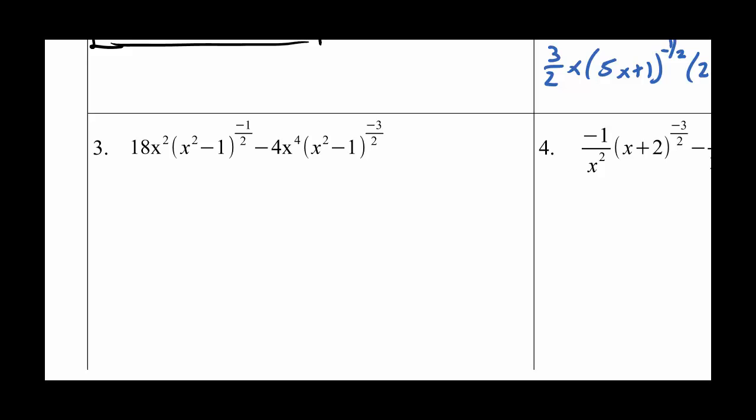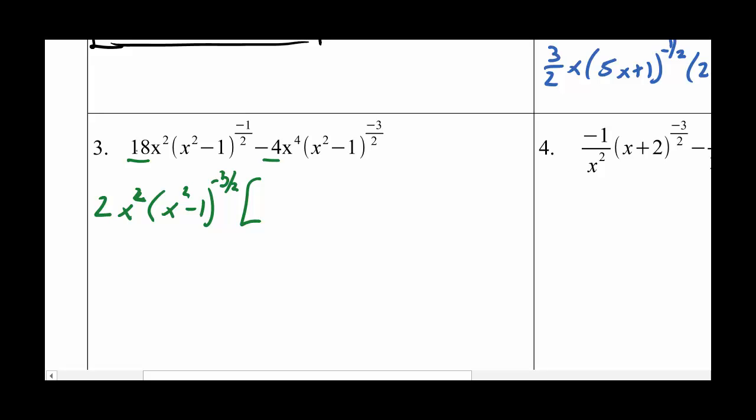Okay, in number 3, again, we'll look for GCF. So let's start with our 18 and our 4 here. I can't take an 18 out of a 4, but I can take a 2 out. So we're going to start with that. I've got x squared and x to the 4th. X squared I can take out of both of those, and x squared minus 1 to the negative 3/2 power I can take out of both, and then I can just start looking at term by what's left.